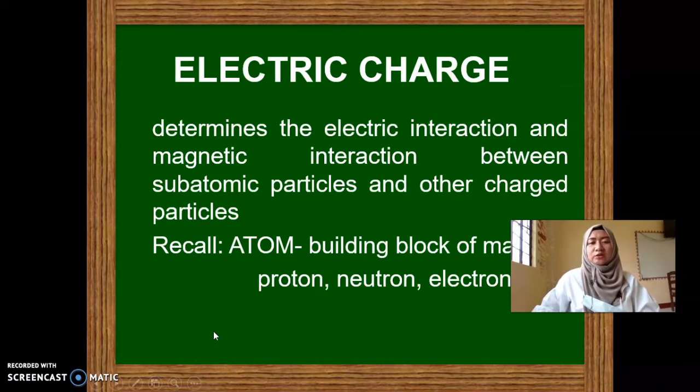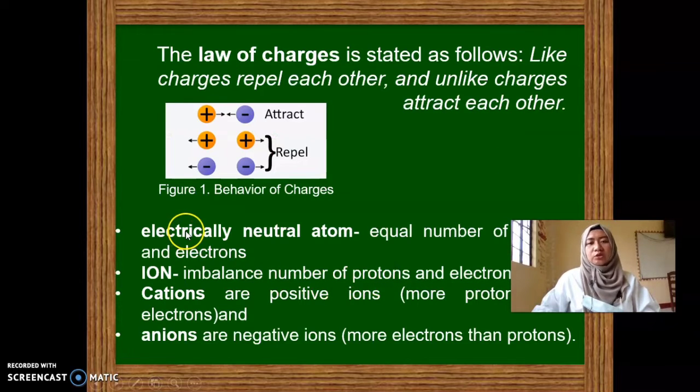When you talk about electric charges, this refers to the electric interaction and magnetic interaction between subatomic particles and other charged particles. We have to recall that the atom is the building block of matter, which is composed of three subatomic particles: proton, neutron, and electron. So the charges are governed by the law of charges, which describes their behavior.